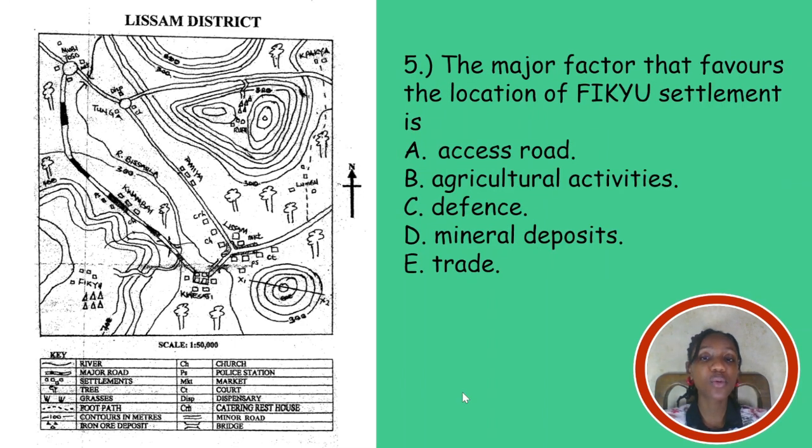The major factor that favors the location of FICU settlements is... first, let's identify the settlements. You can find it here in the southwestern part of the map. And now to identify a factor that favors its location is simple because directly beside it we see some triangles here. And if we look at our map key, we see what they mean: iron ore deposits. In case you didn't know, iron ore is a mineral that can be extracted to produce steel. So settlements like FICU often develop around mineral deposits due to mining opportunities, which provide jobs as well as economic benefits. So the major factor that favors the location of FICU settlements is the mineral deposits, option D.